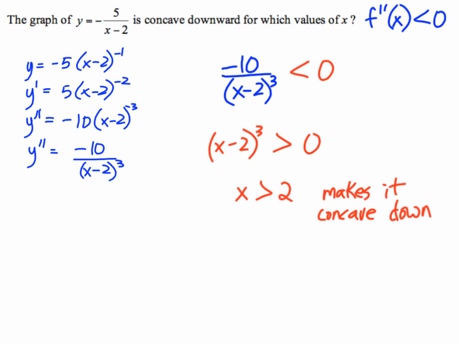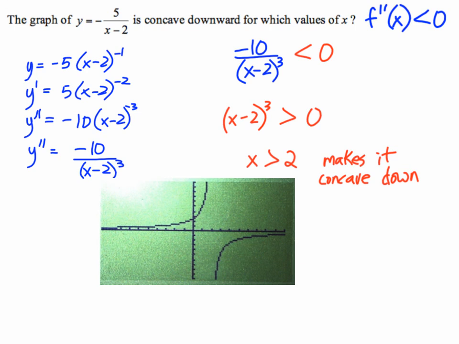I take the cube root of both sides, so the cube root of x minus 2, because I'm just using my algebra skills. And my final result is that the values for x have to be greater than 2 to make it concave down. If all the values of x are greater than 2, then my second derivative is less than 0. And you can see here that I've sketched the graph. And if you look at the x-axis, greater than 2, you'll see that the curve is concave down.